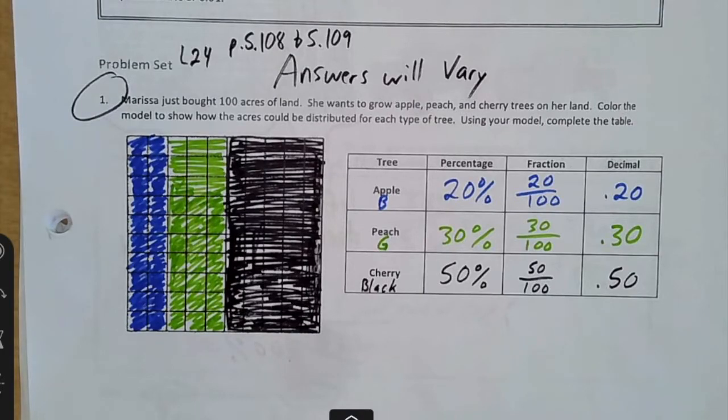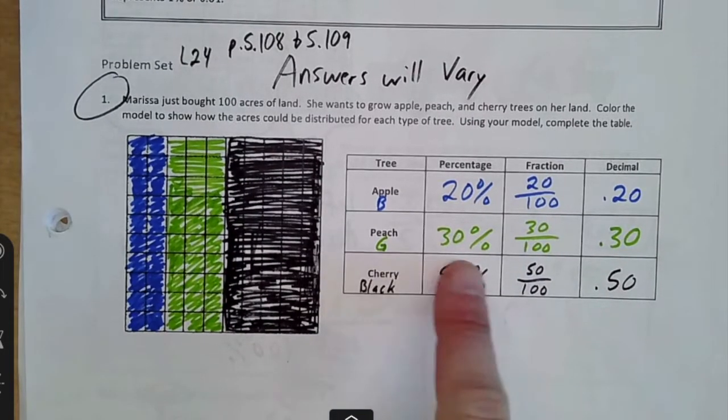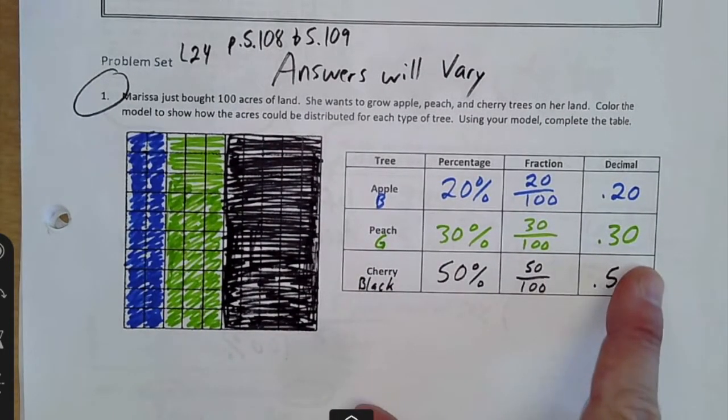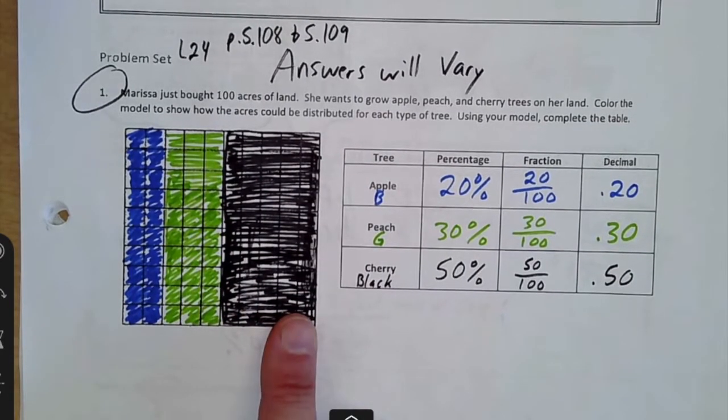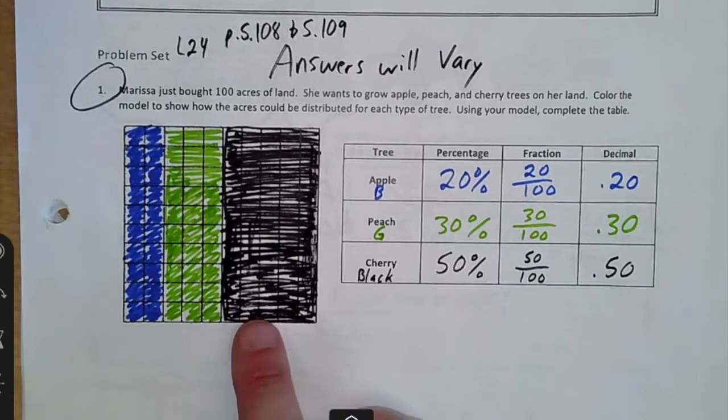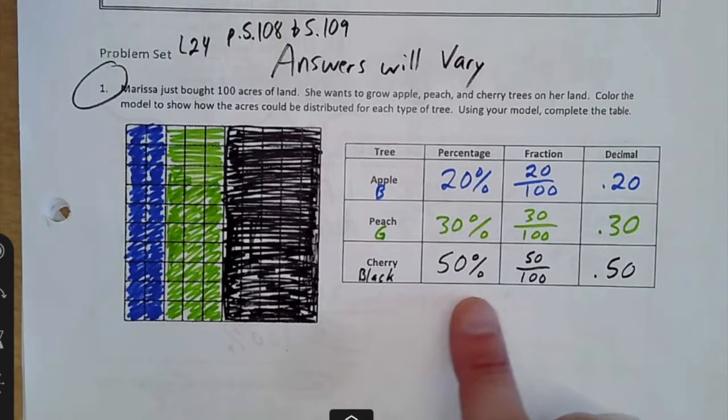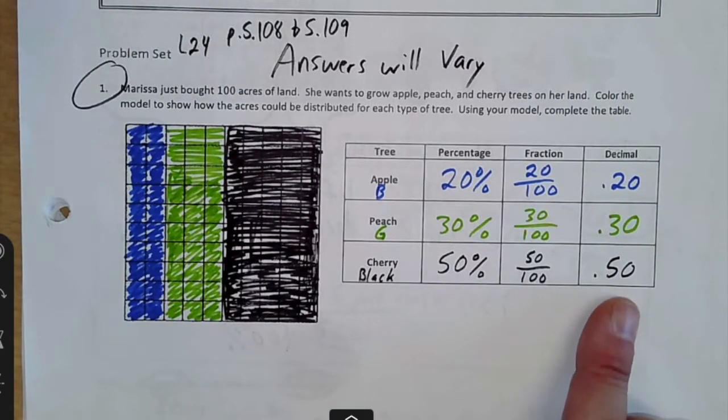So I did apple. Looks like I used blue. I shaded in 20%, which is two full columns, 20 out of 100, and then I did 0.20 as the decimal. Peach, I used green, and I said that was 30%, 30 out of 100, 0.30, and I shaded 30. And then that left 50%, and so that's what I used for cherry. I used black to shade that in. 50% is 50 out of 100, 0.50.